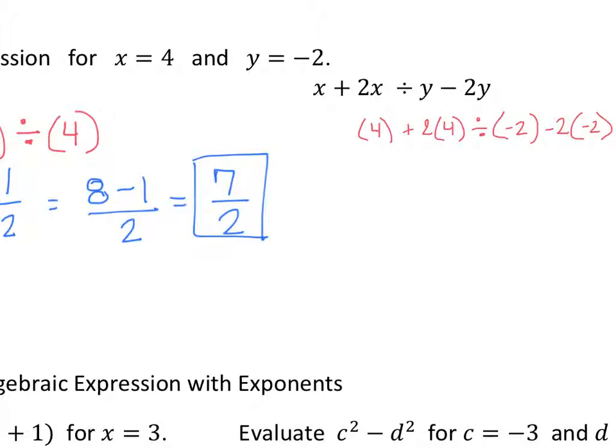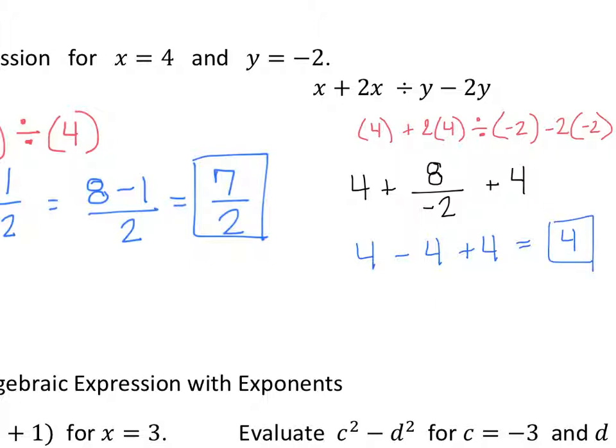What do we need to deal with first? 2 times 4, so that becomes 8, and then we're dividing that by -2. Okay, the 4 stays in front. And then what's going to be at the very end? The -2 times -2, plus 4. Okay, what's 8 divided by -2? That'd be -4. So 4 minus 4 plus 4 gives us 4. That is crazy. So many 4s.